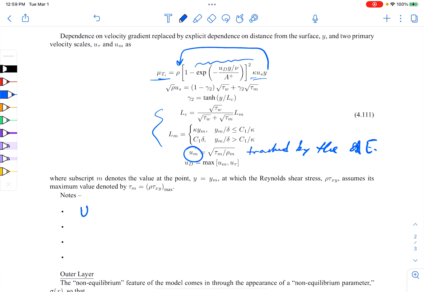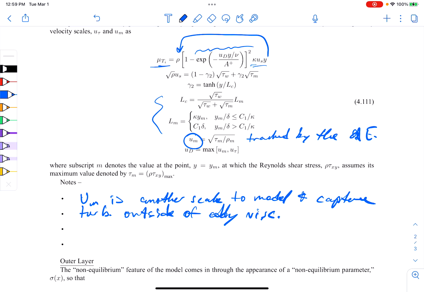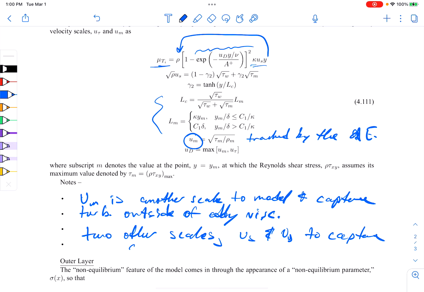Here is like a scale to model and capture turbulence statistics outside of eddy viscosity. And I'll show you this form, which is from Wilcox, in a second. And also there's other scales, US and UD, to capture separation.